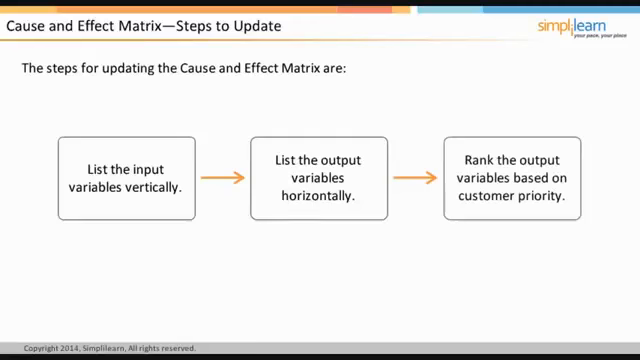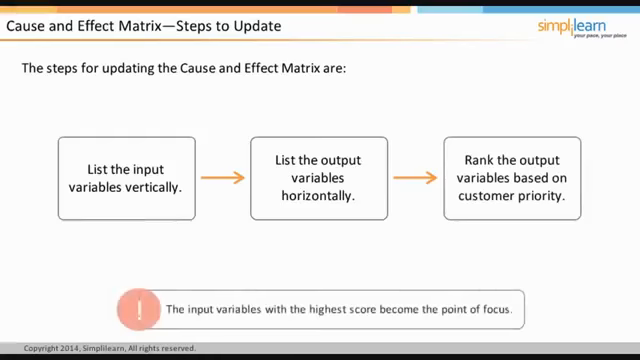Rank the output variables based on customer priority. These numbers can also be taken from the QFD. The input variables with the highest score become the point of focus in the project. Another method to establish the cause-effect relation is the cause and effect diagram. This is explained in detail in the following screen.